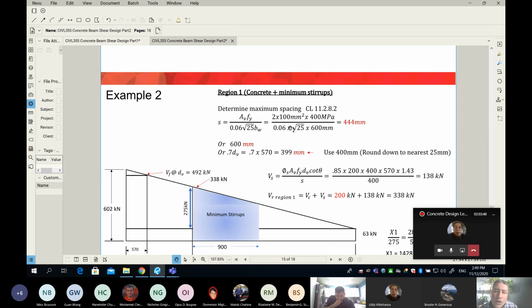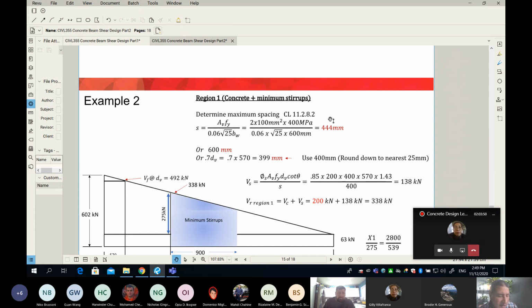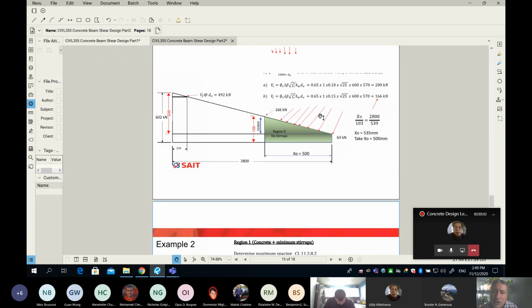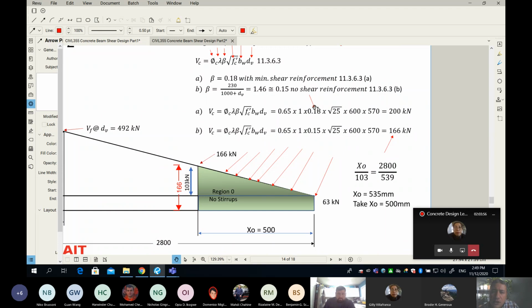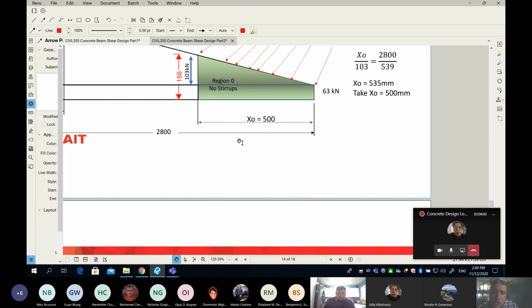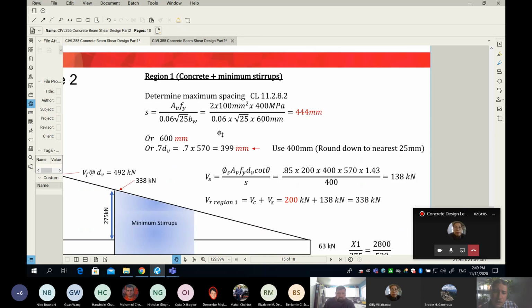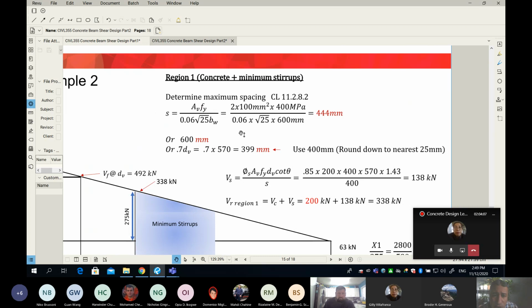Now, we know concrete in this zone. We already found it. If you remember, we already used here 0.18, which is beta if I use minimum stirrup, and we know in this zone concrete can do 200. So we know this part already. But the thing is, how much can the minimum stirrup do for me? And the question is, what is minimum stirrup?